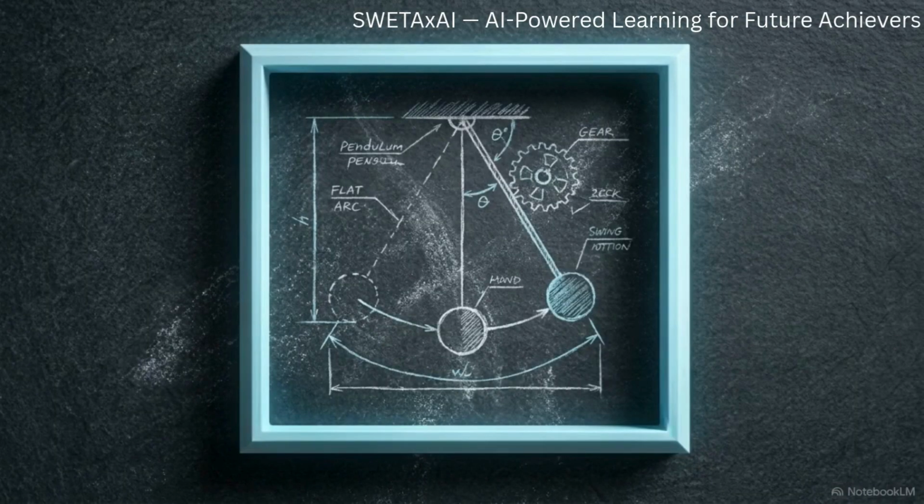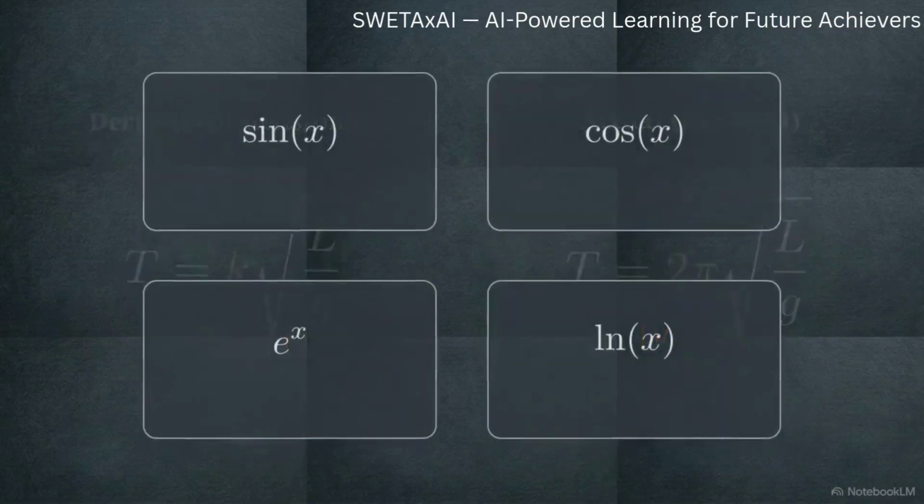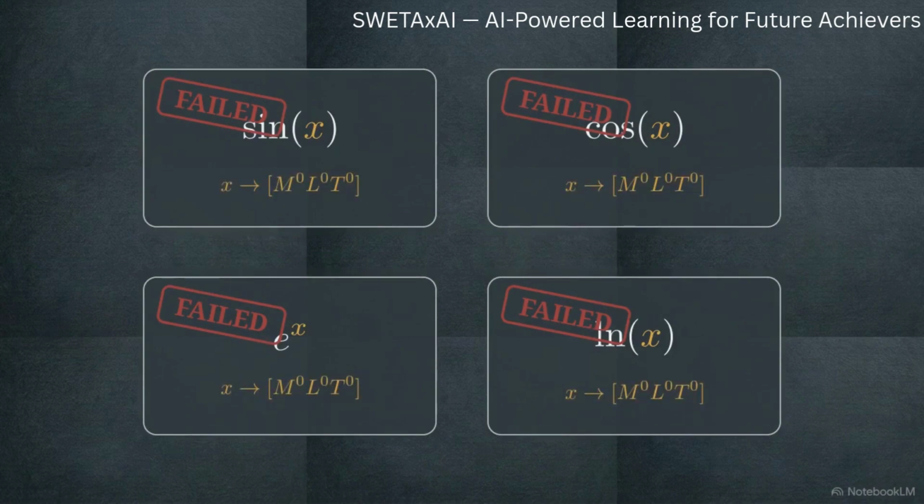By applying the rules of dimensional homogeneity, we identified the specific proportional relationship between length, gravity, and time without needing to run a single experiment. Comparing our derived formula to the actual equation reveals this method's limit. Dimensional analysis is completely blind to numerical constants like 2 pi. The system also fails when confronted with trigonometry, exponentials, or logarithmic functions, which require dimensionless arguments.